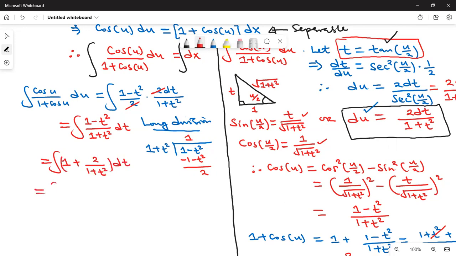Now this can be written as the integral of 1 dt plus 2 times the integral of 1 over 1 plus t squared dt. And what do we get? It is t plus 2 tan inverse of t. Remember, for you to integrate 1 over 1 plus t squared, you substitute t equals tan theta, so that when you work it out, you get tan inverse of t.